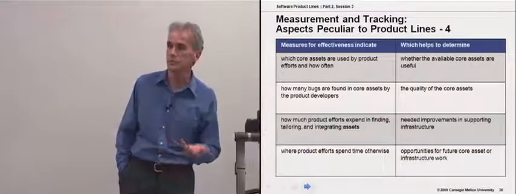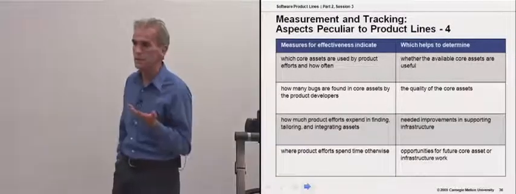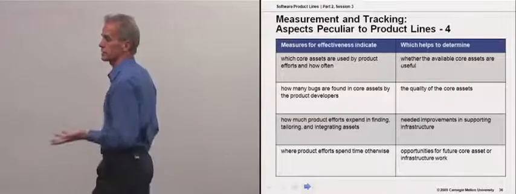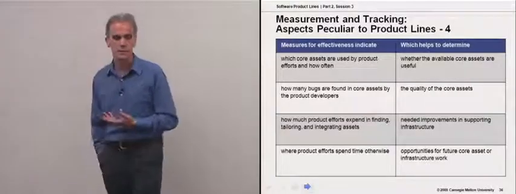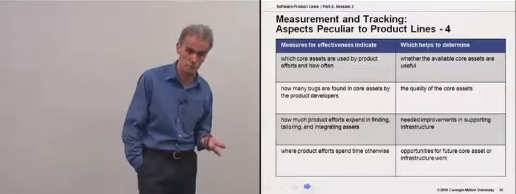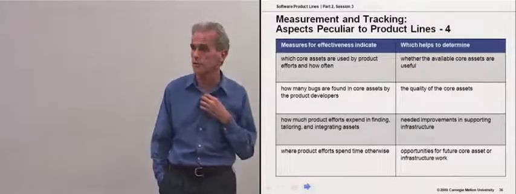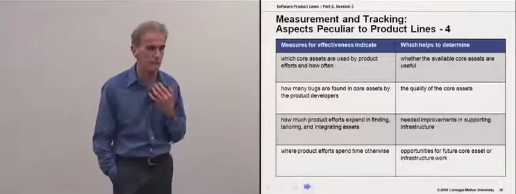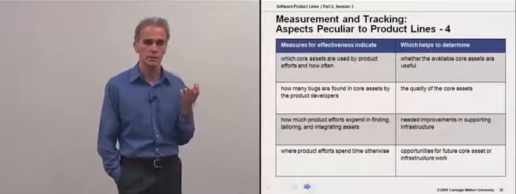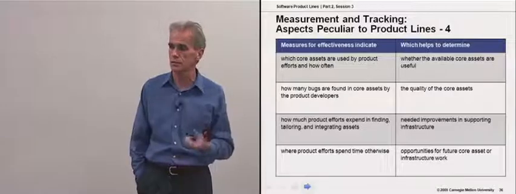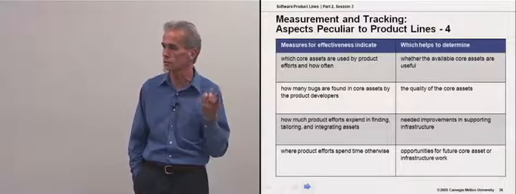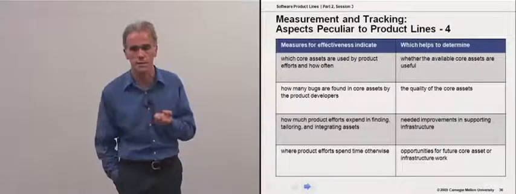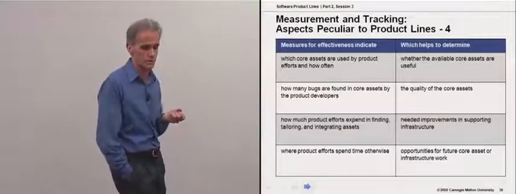How many bugs have been discovered in core assets by the product developers? That might indicate a need for improving your defect tracking at the core asset level before releasing core assets to products. How much effort does it take to create a product over and above the effort required to incorporate the core assets into a product?